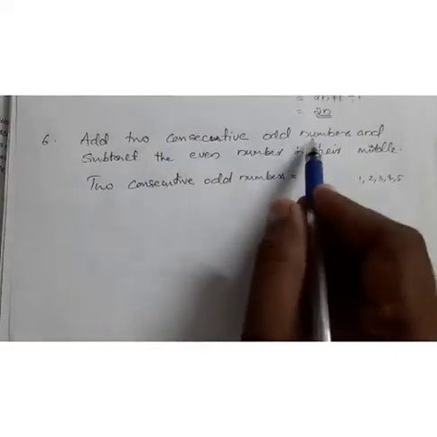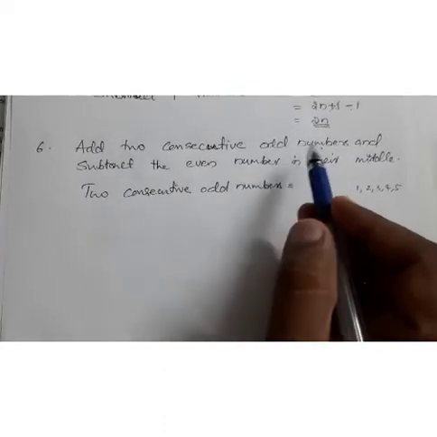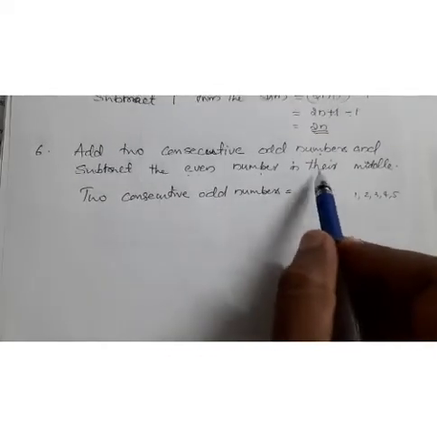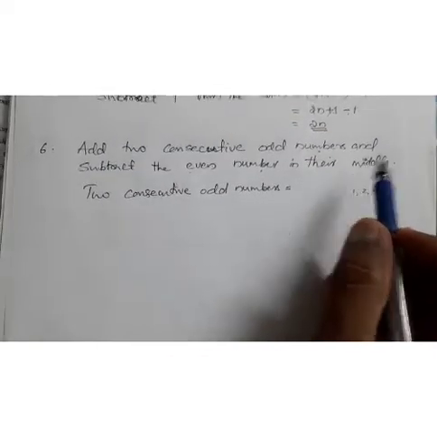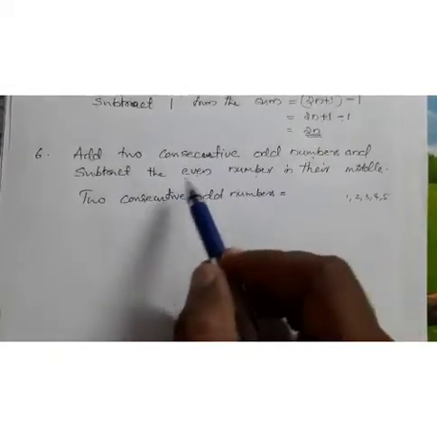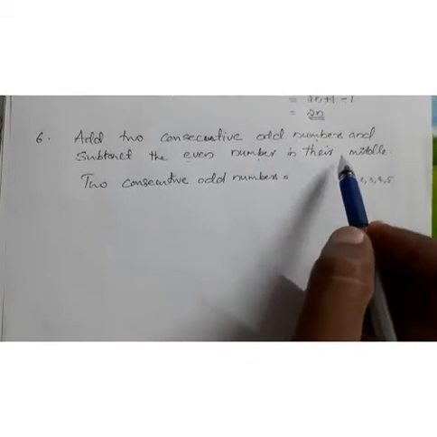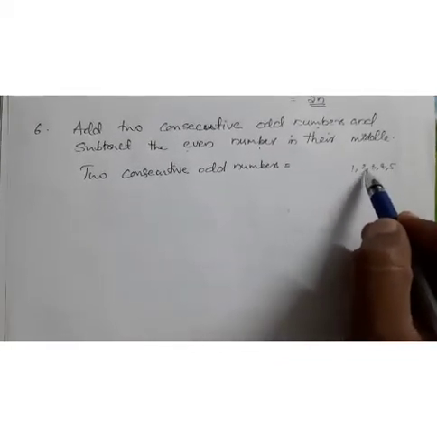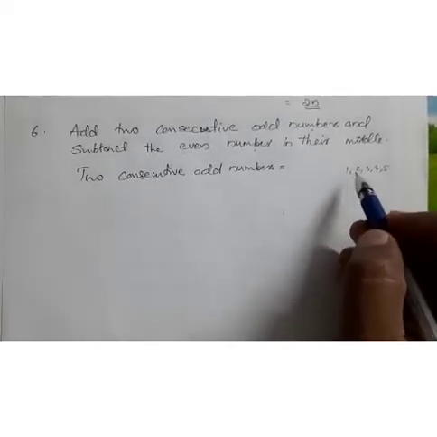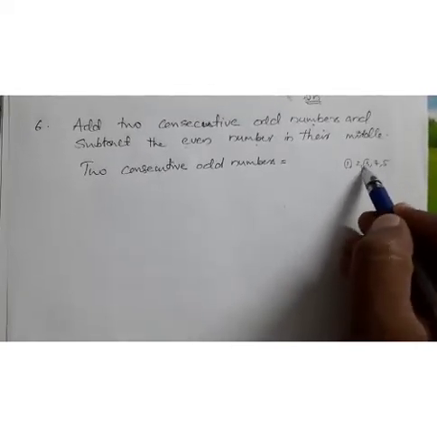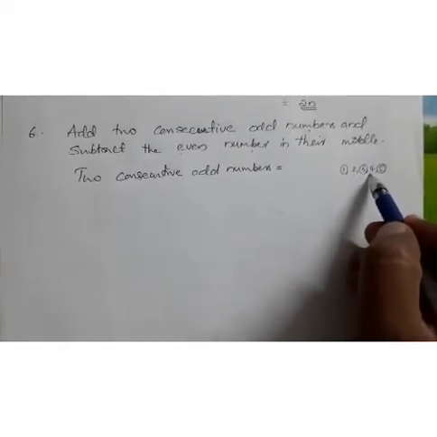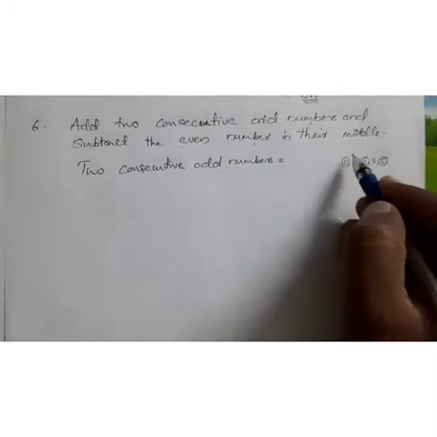Add two consecutive odd numbers and subtract the even number in their middle. So two consecutive odd numbers, we have to add, then you have to subtract the even number in the middle. Consider 1, 2, 3, 4, 5. In this, the odd numbers are 1, 3, 5. 2 and 4 are the even numbers.